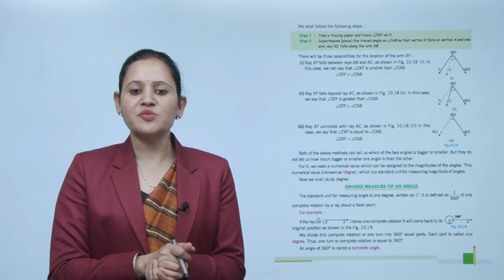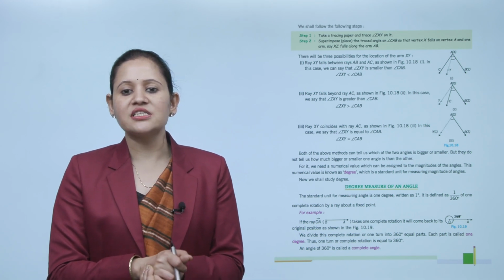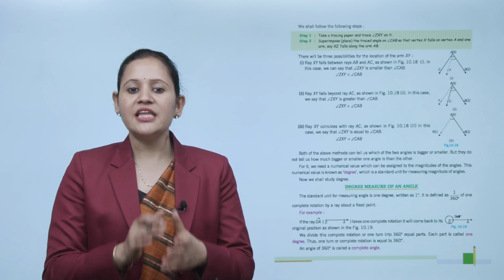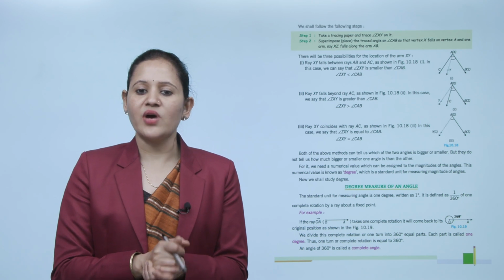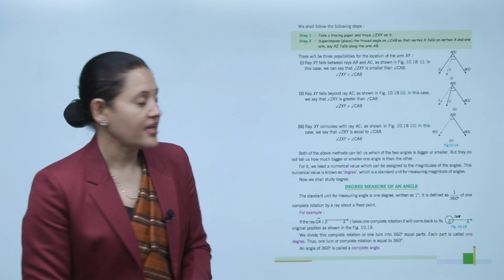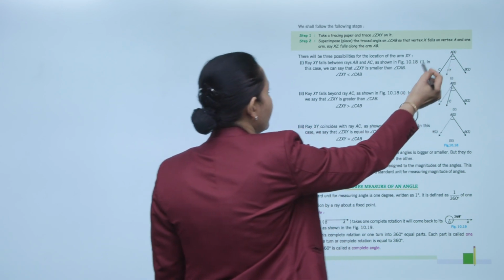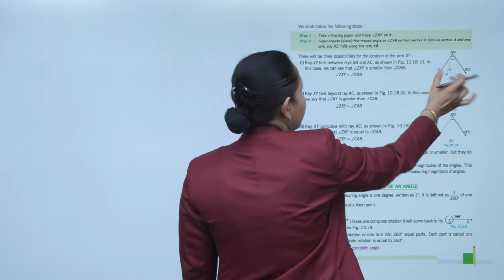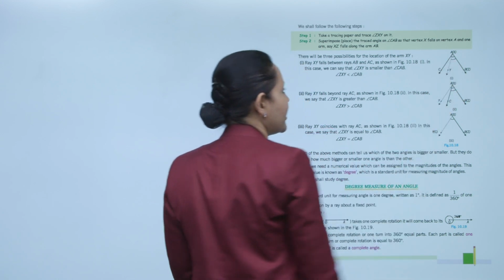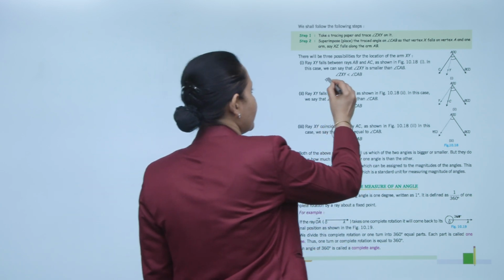Ray XY falls between ray AB and AC as shown in figure 10.181. In this case, we can say that angle ZXY is smaller than angle CAB. When the ray XY falls between AB and AC, that means angle ZXY is less than angle CAB.